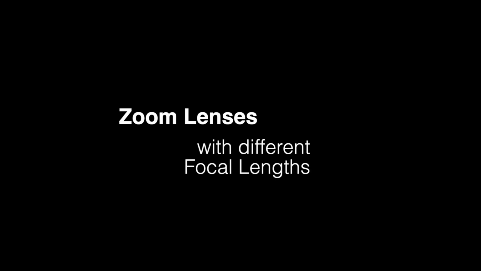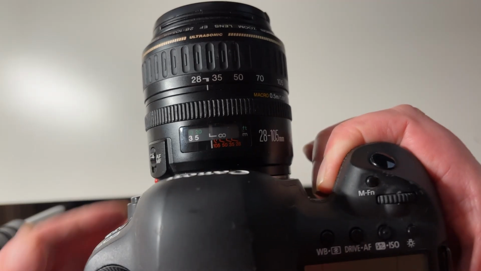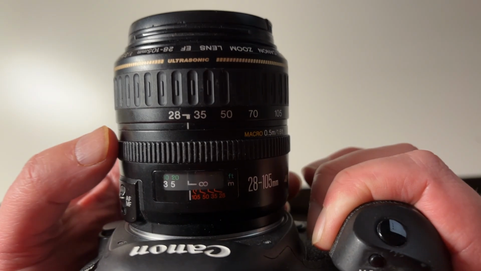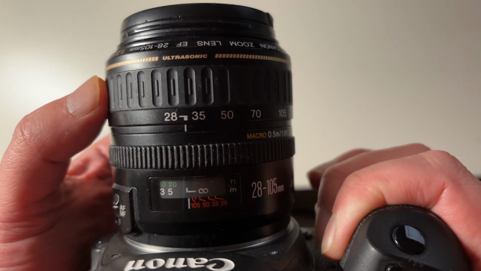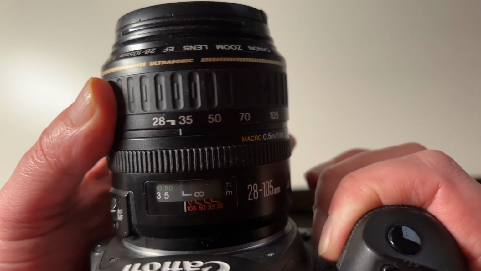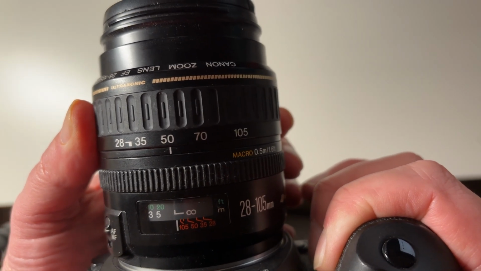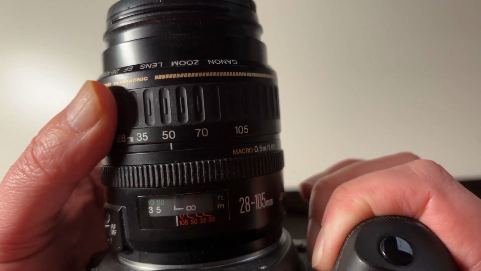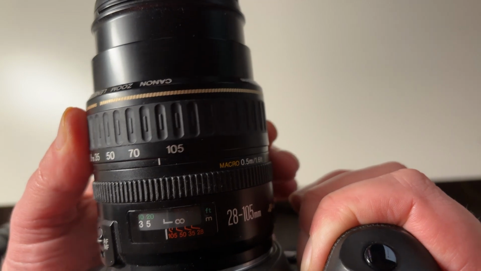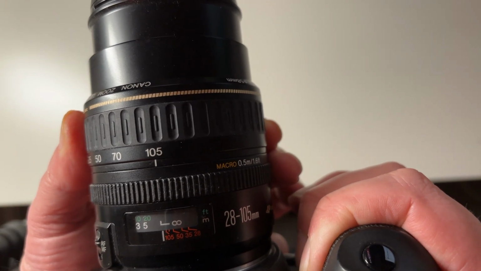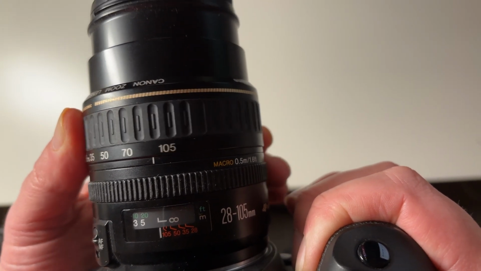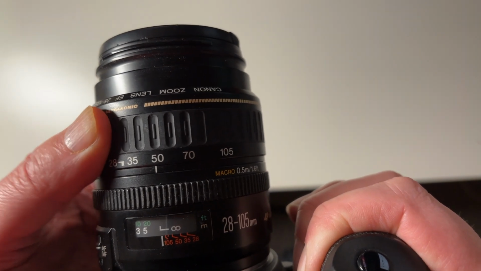Zoom lenses, which are very common when you buy a camera, have a range of different focal lengths. So for this one, it starts at 28mm, a wide angle, goes to 50mm, and then up to 105mm, which is the telephoto. You can see how the lens changes shape, it gets bigger and smaller.